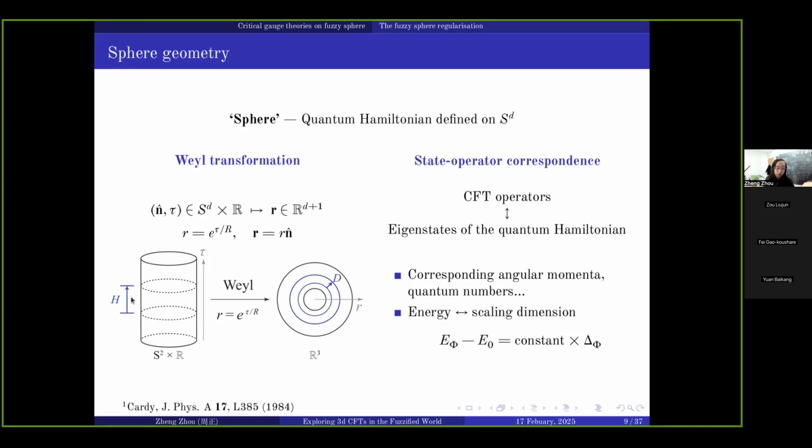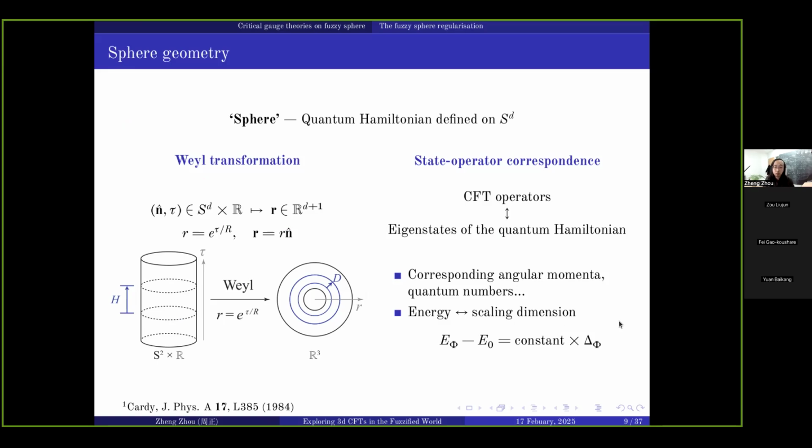And moreover, because the Hamiltonian, which translates one time slice into another, gets transformed into the dilatation operator, which sends one concentric sphere to another, their eigenvalues, the energy, is now proportional to the scaling dimension. That is to say, the excited energy of an eigenstate is just off by a constant factor from the scaling dimension of the CFT operator. Using this property, we no longer need to do very complicated finite size scaling to obtain the scaling critical exponents. We just need to read it off from the energy spectrum.